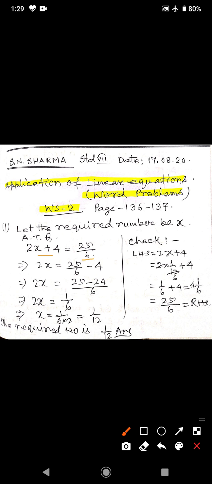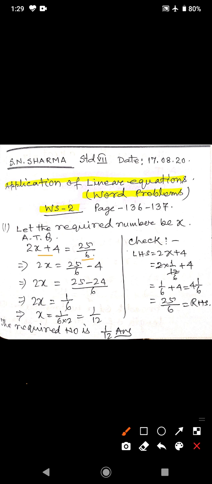Now 2x equal to (25 minus 24) by 6, or 2x equal to 1 by 6. Therefore x equal to 1 by 6 multiplied by 1 by 2, that is x equal to 1 by 12. The required number is 1 by 12. Now check your answer.